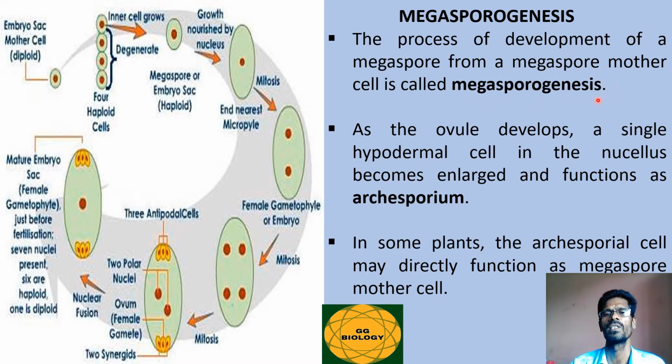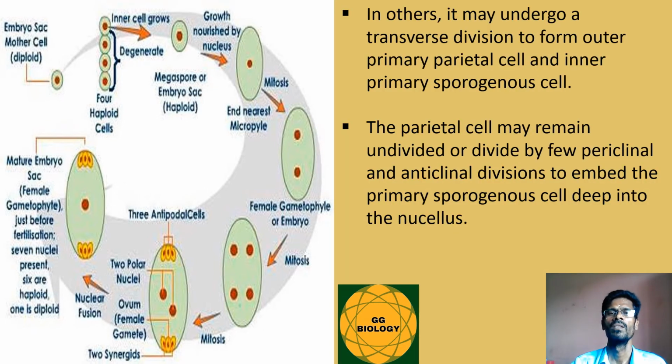Define megasporogenesis. It can be defined as the process of development of a megaspore from a megaspore mother cell. Already we know the structure of the ovule. The ovule develops a single hypodermal cell in the nucellus, which becomes enlarged and functions as an archisporium. So this archisporium will act as the megaspore mother cell. The megaspore mother cell may undergo transverse division to form outer parietal cells as well as inner primary sporogenous cells.